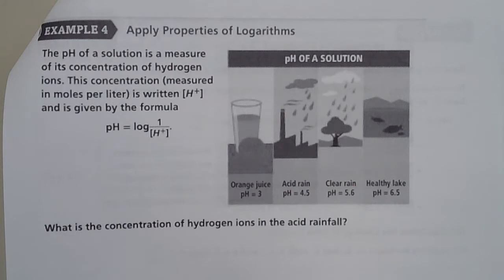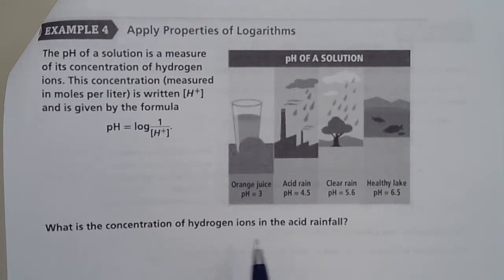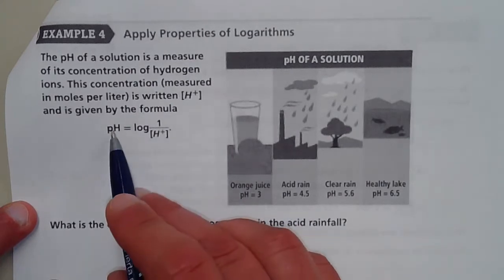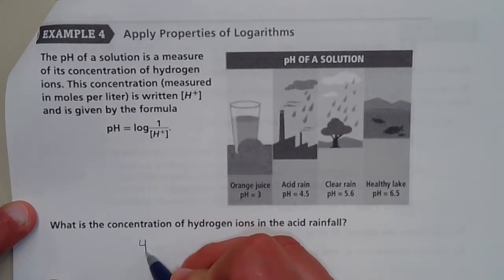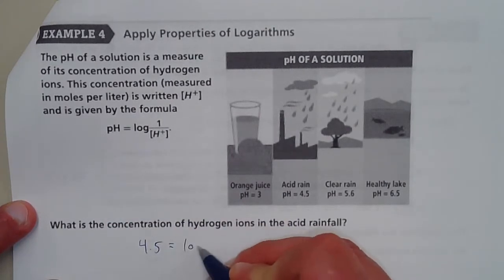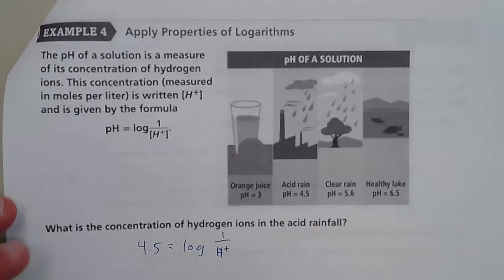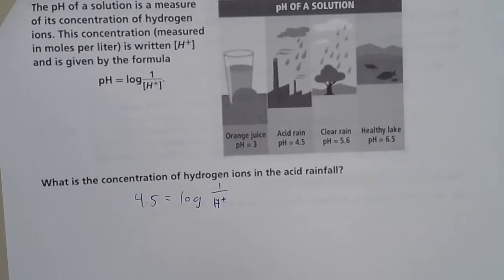All right. So what's this say? What's the concentration of hydrogen ions in the acid rainfall? So right here we know acid rain is 4.5 pH. So if we plug that in, we would be looking at this. I'm just going to write it as H plus. I'm going to leave the little brackets off it. So we could write this equation, and we would want to solve this for H plus.